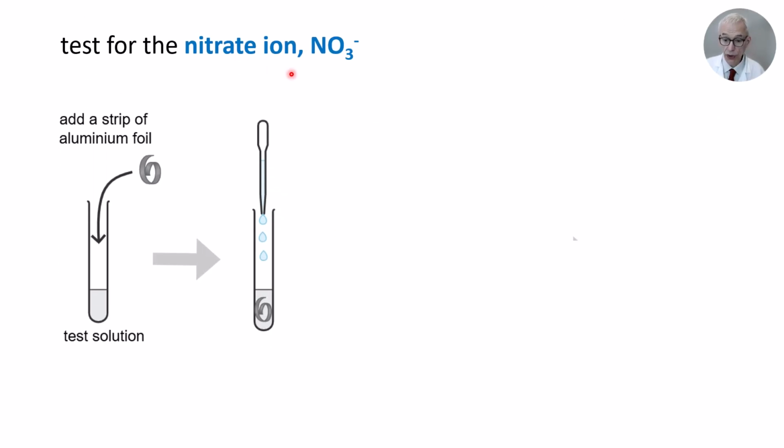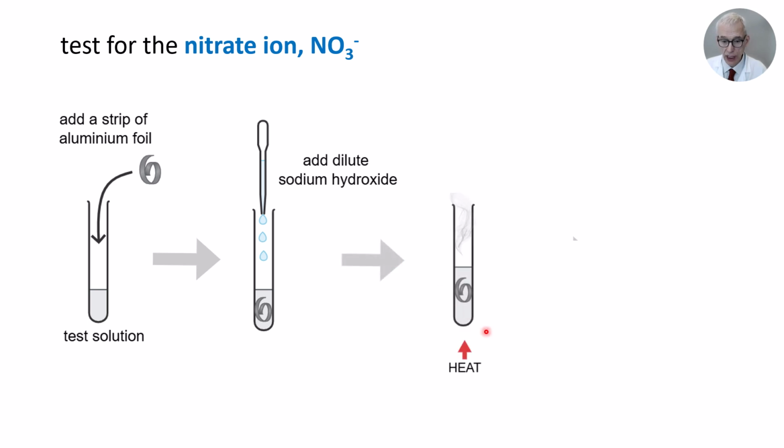The test for the nitrate ion, NO3 1 minus. The test solution, does it contain the nitrate ion or not? Well, to find out, add a strip of aluminium foil. Then to that mixture of test solution and aluminium foil, add some dilute sodium hydroxide. Heat that mixture or warm that mixture. Hold a piece of damp red litmus to the mouth of the tube.